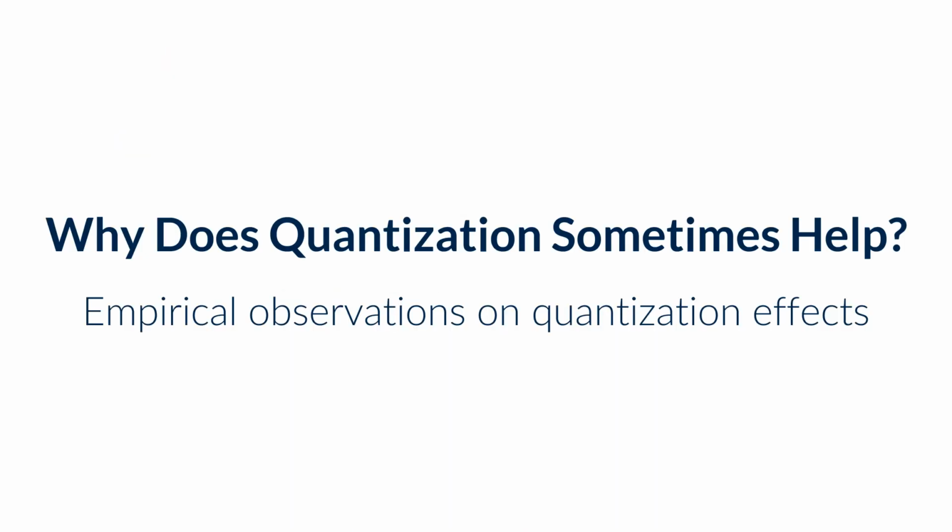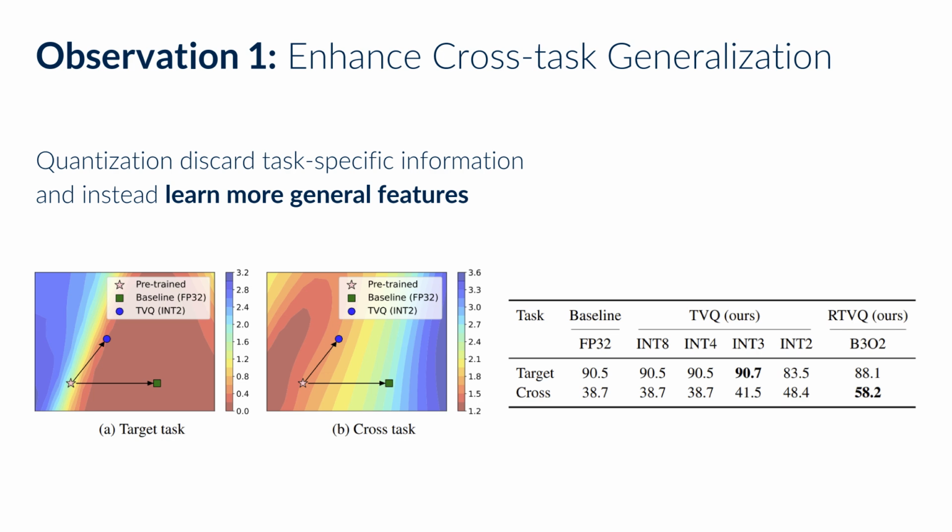This raises an interesting question. How can performance be maintained or even improved after compressing the information? We analyzed the cause from three perspectives. First, improved cross-task generalization. Extreme quantization forces the model to discard some task-specific information and instead learn more general features that are useful across multiple tasks. As a result, while performance on the original target task might decrease slightly, performance on other tasks improves significantly. Our RTVQ method finds the optimal balance between these two.